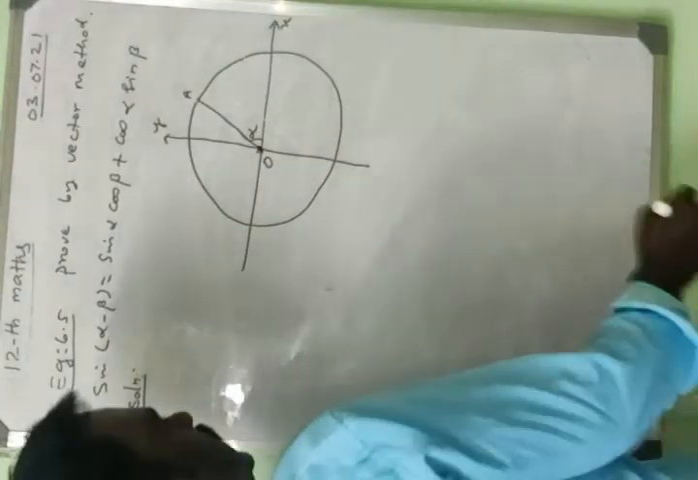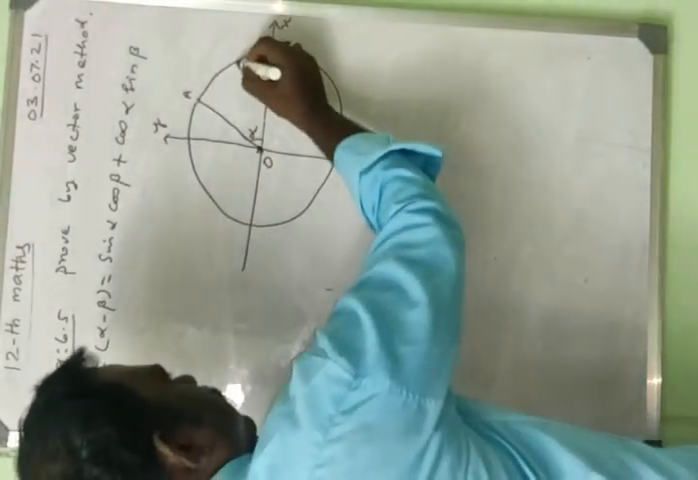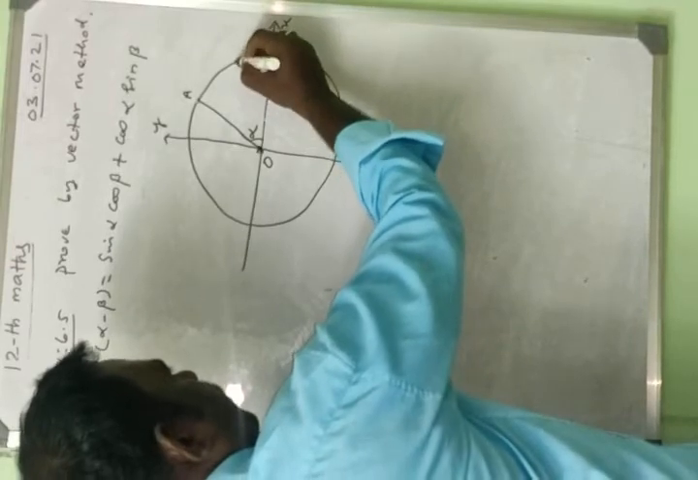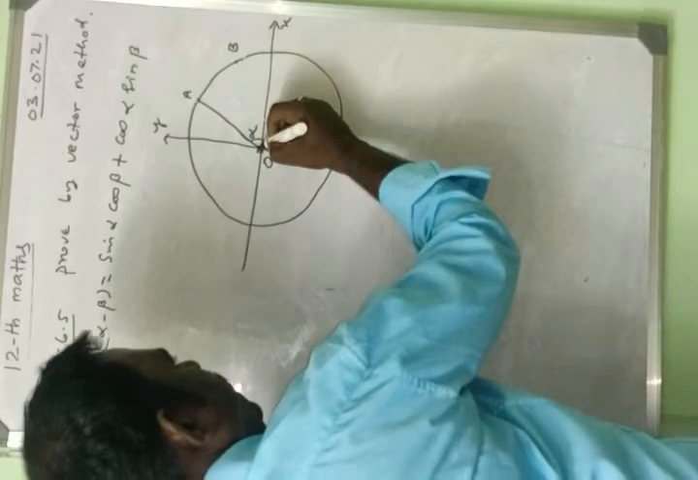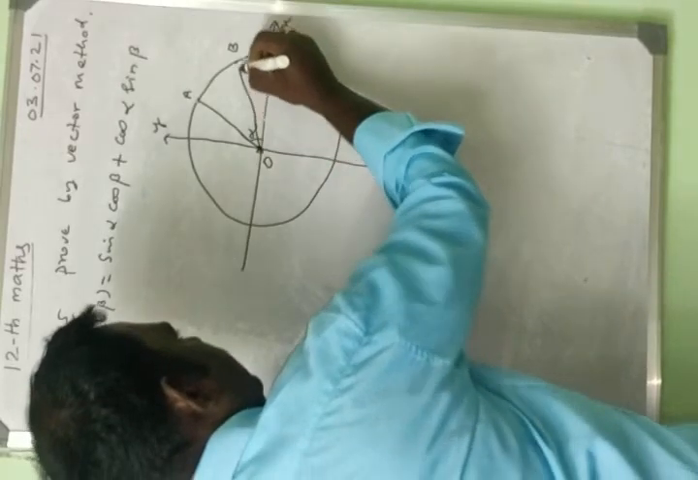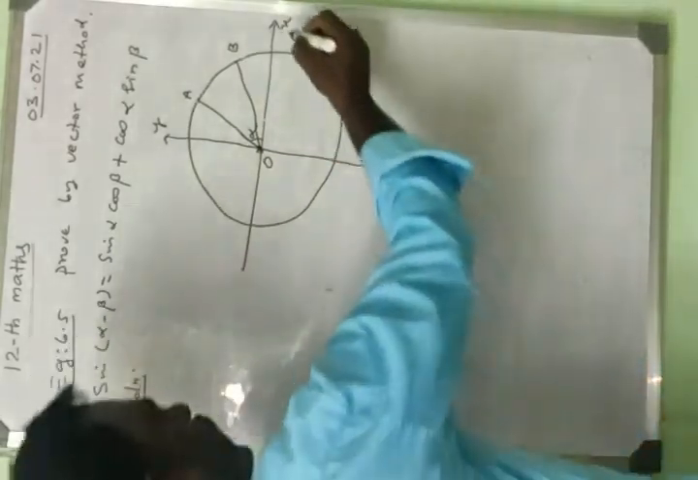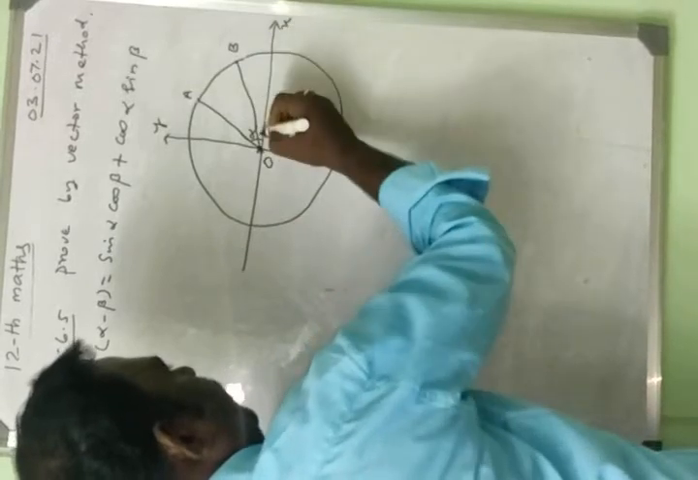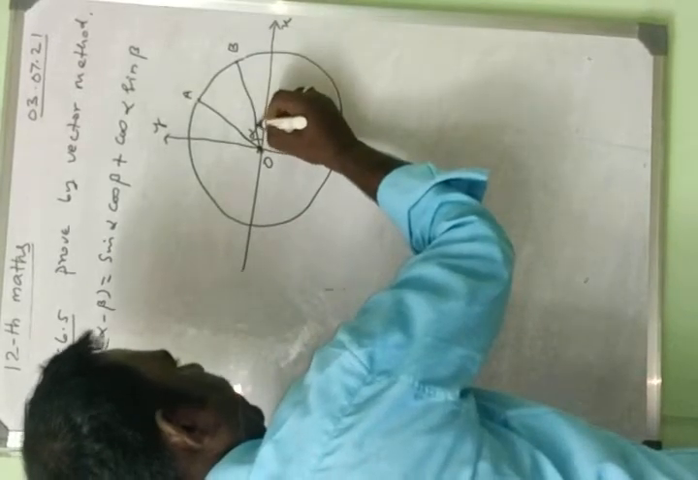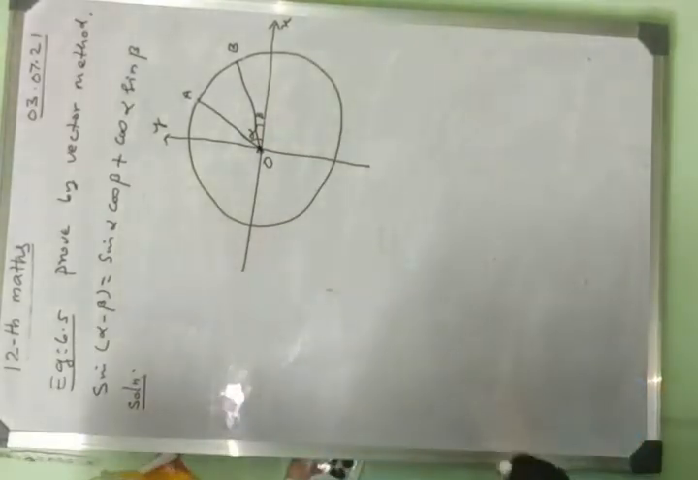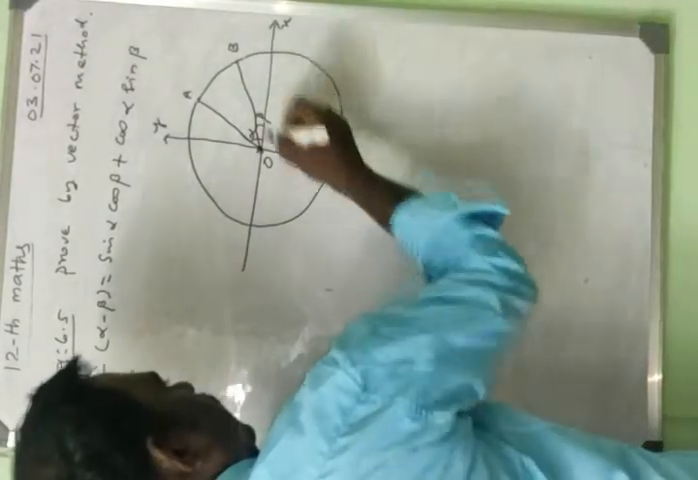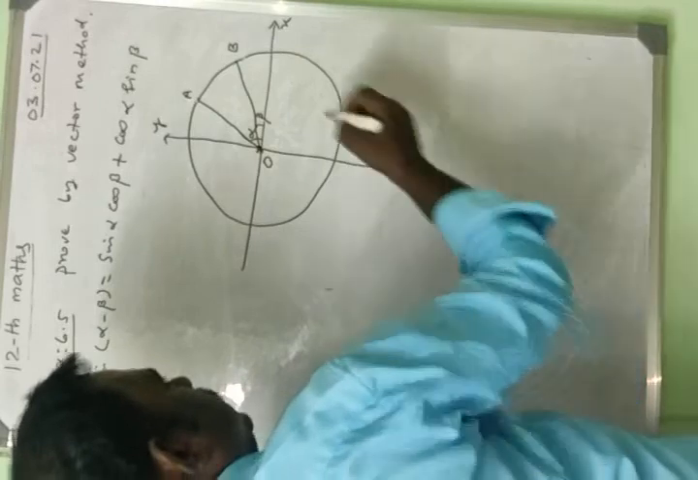Okay. Next we put here B point. We put here B. Next draw OA, join to OB line, like this. Here angle XOB we mark beta. This is beta. Okay, beta, not B, beta.